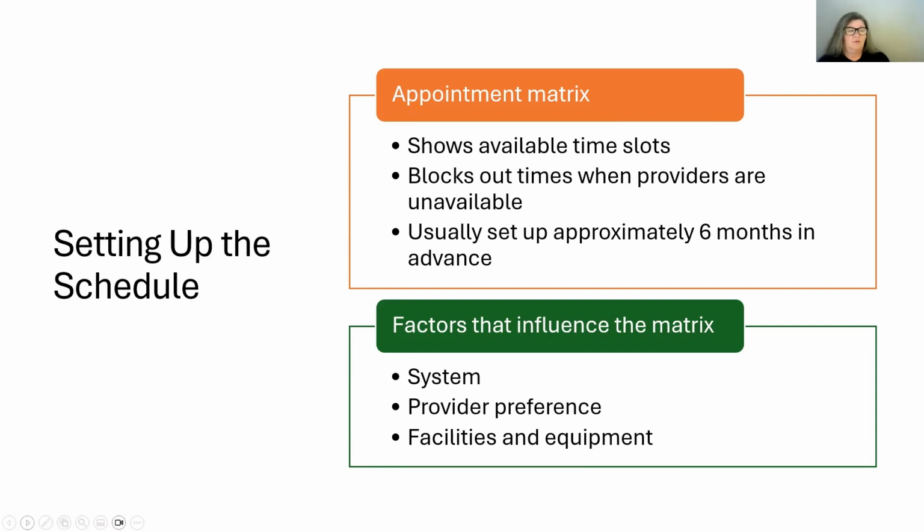Factors that influence this: what kind of system you're using, so what kind of scheduling system. What the providers prefer, because if you have multiple providers in an office, each could prefer different types of scheduling. And then the facilities and the equipment that you have available. So let's say you work in an office that only has 2 procedure rooms. You have to take that into account when the appointments are being scheduled. You can't be scheduling 3 procedures at the same time when you only have 2 rooms in which to do them.